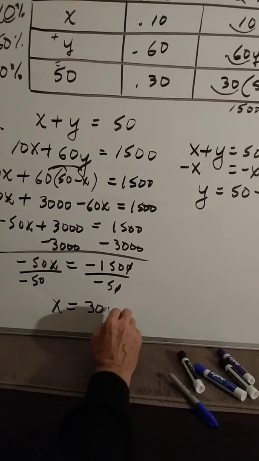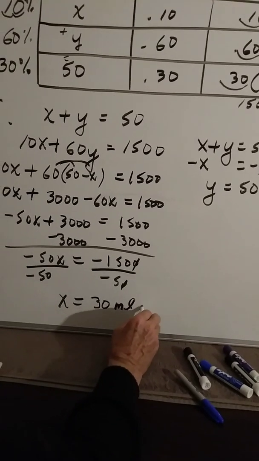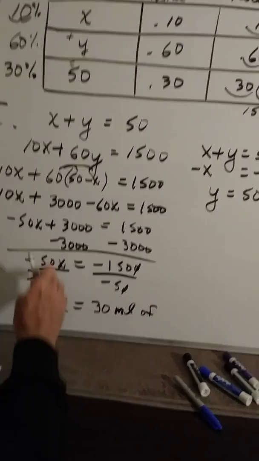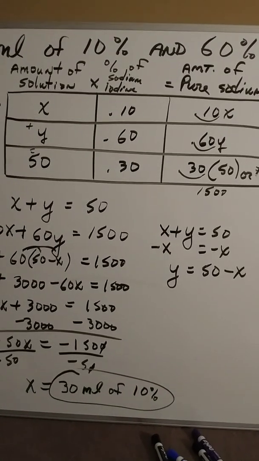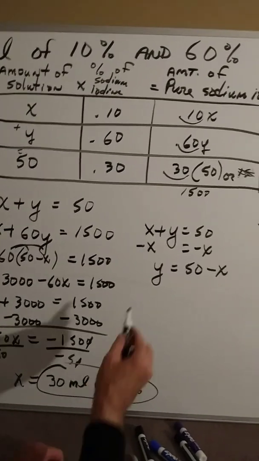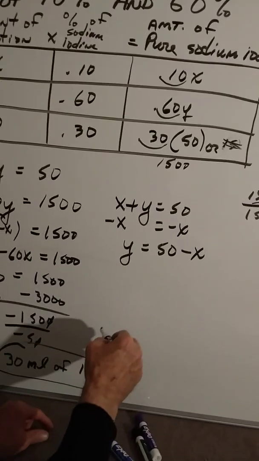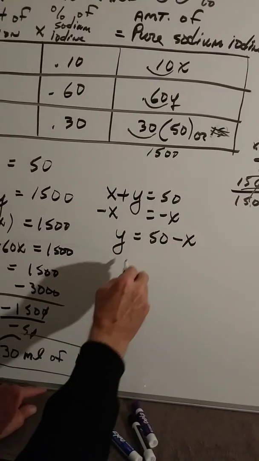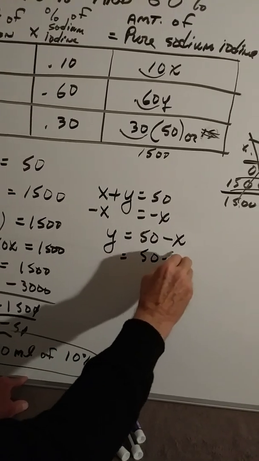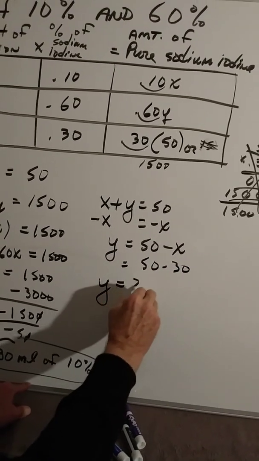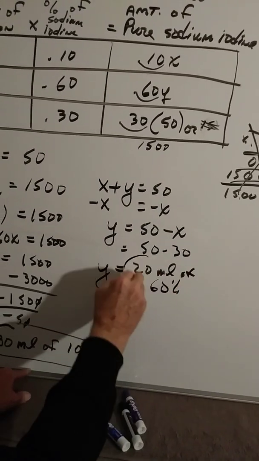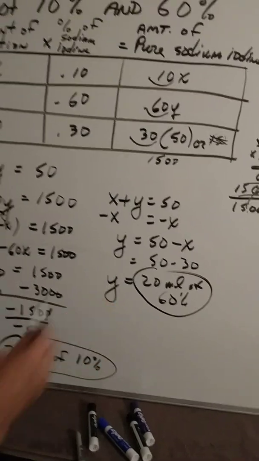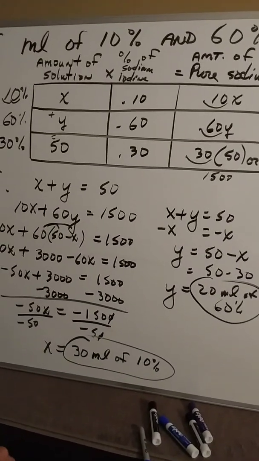Here's one of our answers. 30 milliliters of X. X is 10%. You label that as 10. So the chemist is going to need 30 milliliters of the 10. Now to get the Y, let's substitute 30 in place of X there. And the chemist is going to need 20 milliliters of the 60%. So those are the two different amounts that he's going to need.